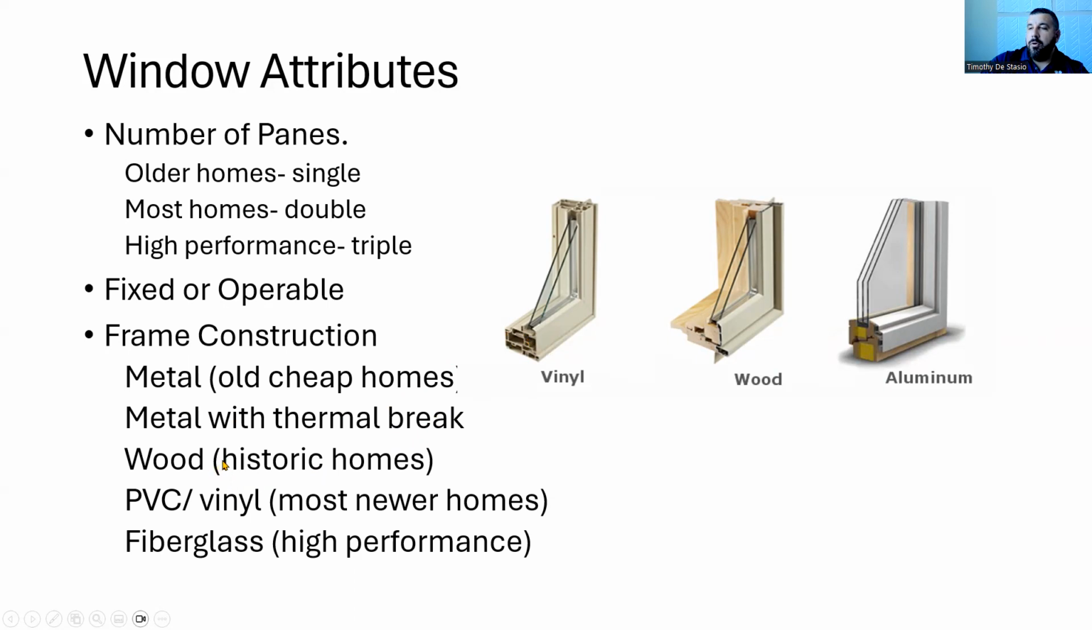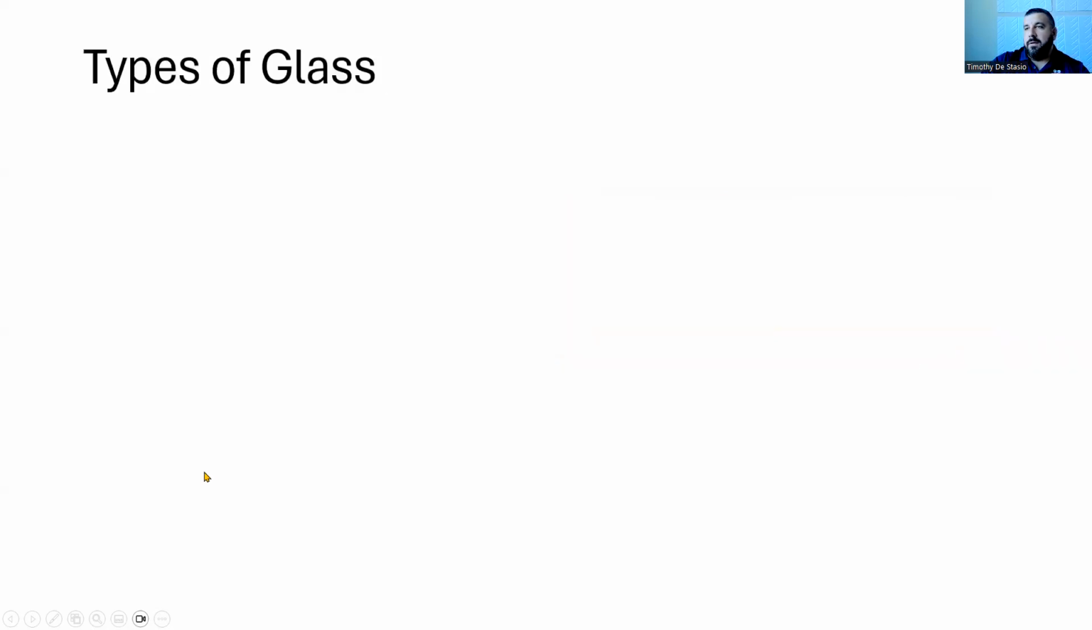Historic homes, older homes are a lot of times going to have wooden frame windows. Then PVC and vinyl. Most newer homes are going to have that. And then you may get into fiberglass window frames with high performance homes. But once you get away from metal and metal with thermal break, the differences between wood, PVC, and fiberglass aren't a lot. So don't feel like you need to get lost in the details here.